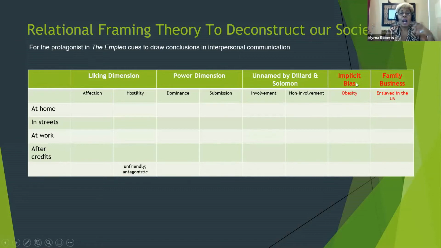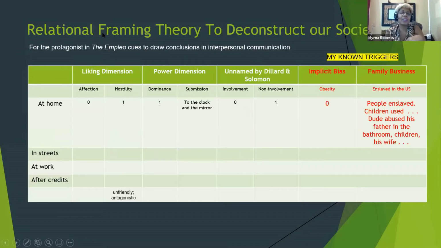So I'm doing this study. I'm saying I recognize that someone has told me that I have a bias against obesity. And I was enslaved in America, so I got that kind of bias. I'm mad about that. So now that we've done that, we're ready.